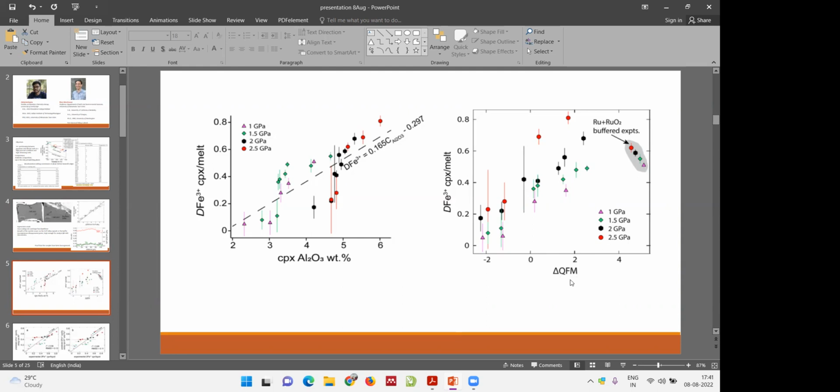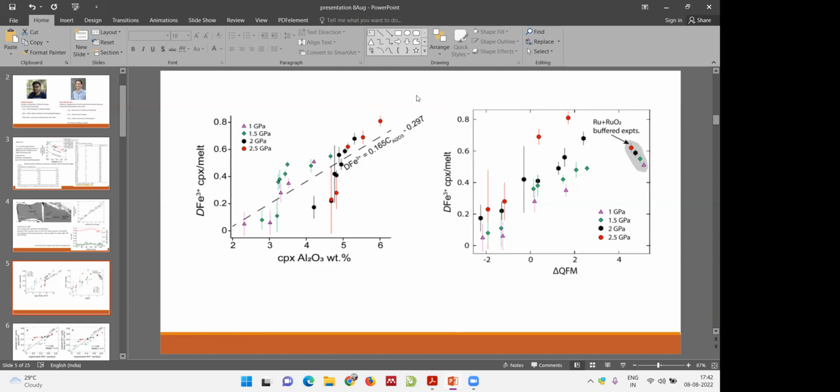So delta QFM is the difference between the oxygen fugacity condition and the fO2 of the QFM at that condition. So we can see that this is a positive correlation. However, if we see these particular points, they have a very opposite trend. So this suggests that oxygen fugacity is not the only controlling parameter of the partitioning coefficient of Fe3 plus between clinopyroxene and melt. So when they plotted the partitioning coefficient with respect to the aluminium oxide concentration of the clinopyroxene, there they found a positive trend. So this suggests that the Al3 plus and Fe3 plus substitution is dominant in this case, and therefore with the increasing aluminium concentration, the Fe3 plus concentration is increasing in the clinopyroxene.